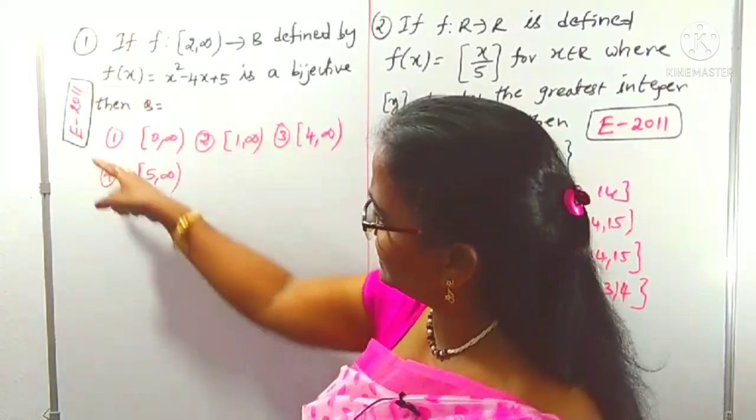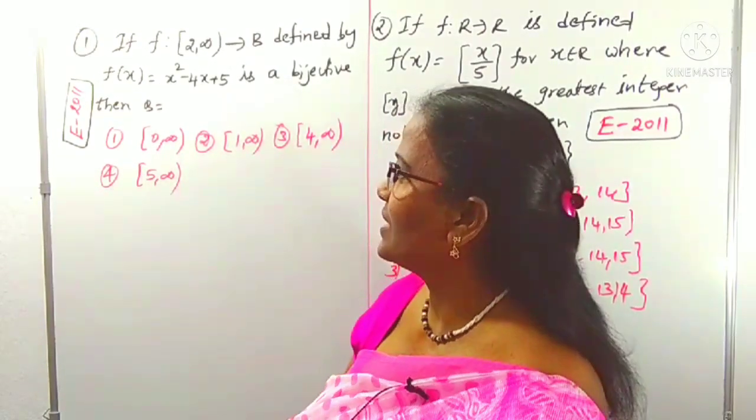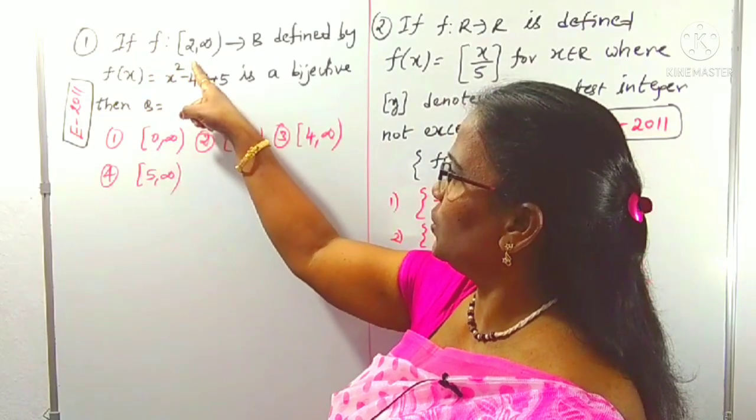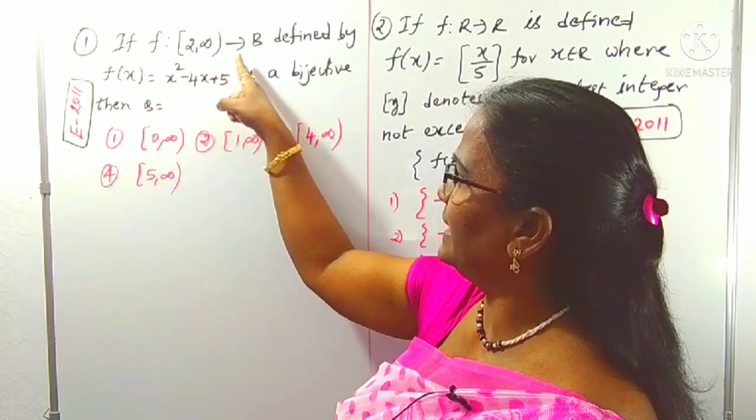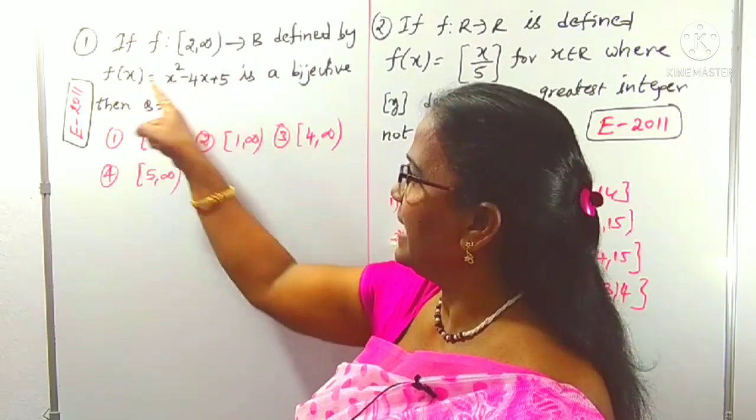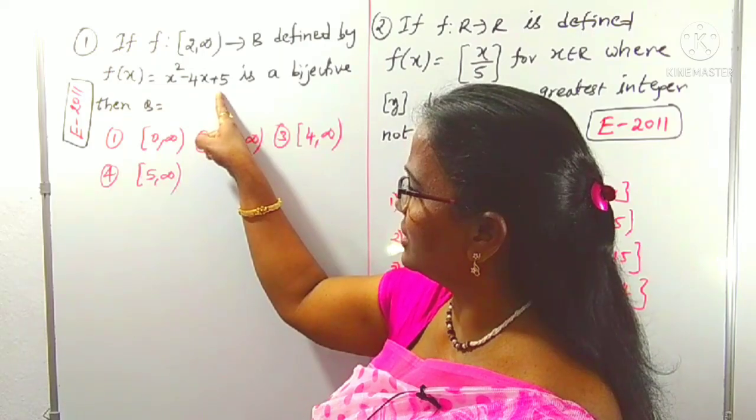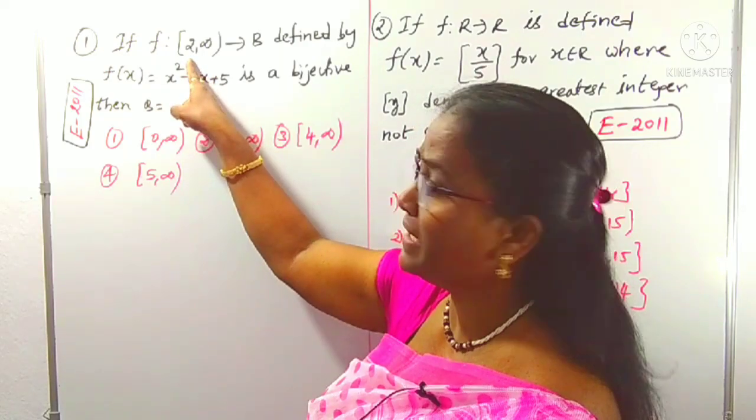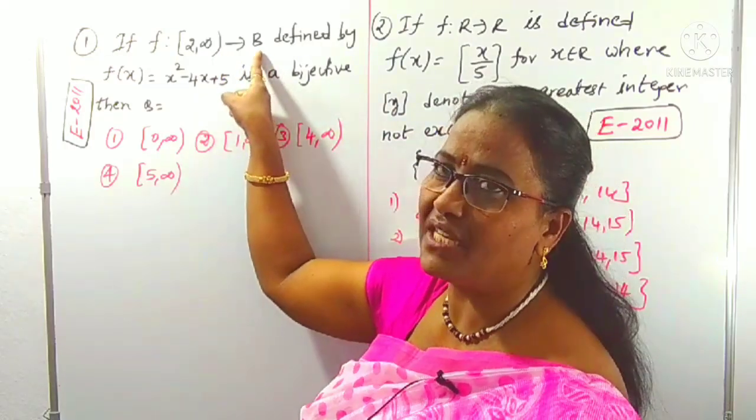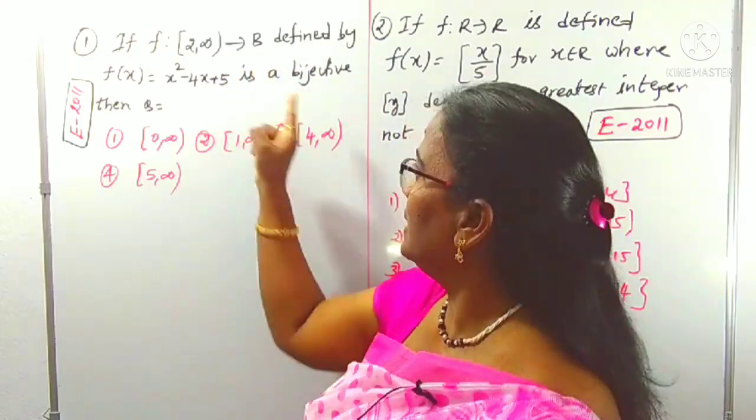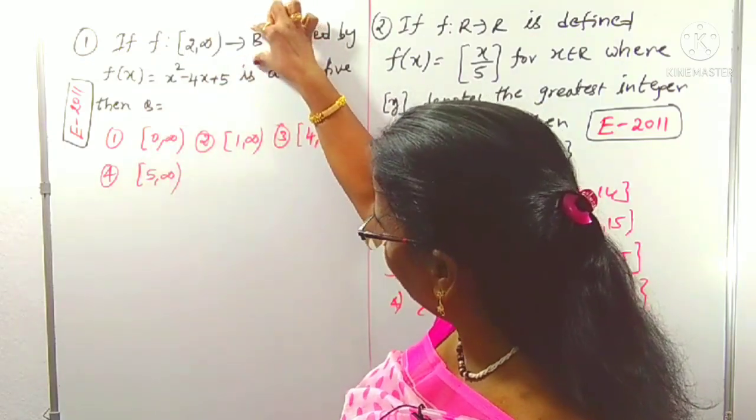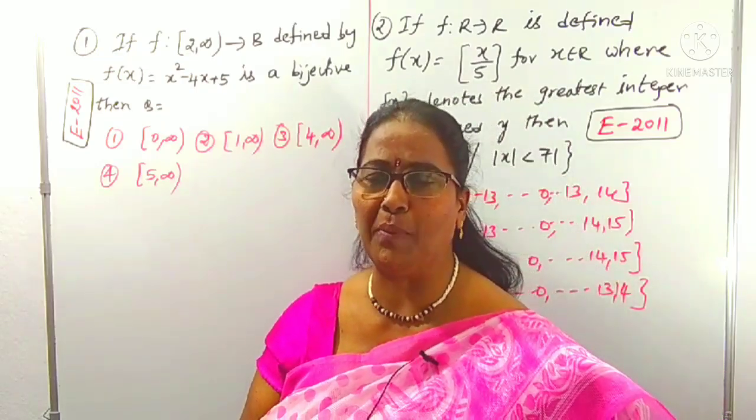This question is from MCET 2011. Very simple question. If the function from the closed interval [2, infinity) to B is defined by f(x) = x² - 4x + 5, f(x) is given as the function x² - 4x + 5, its domain is given as the closed interval [2, infinity), and B is called the codomain. It is given as a bijection. Now we have to find out this B, that is, the codomain.